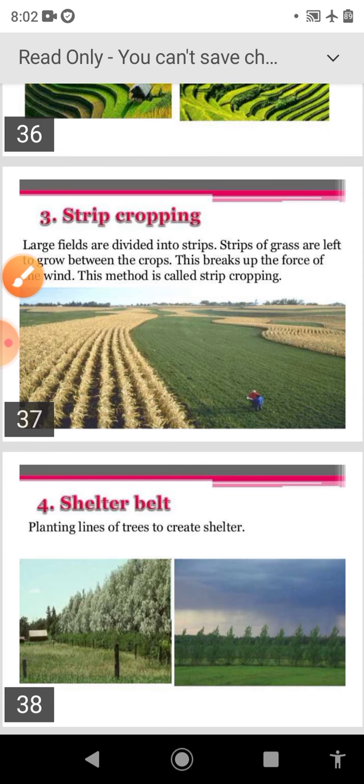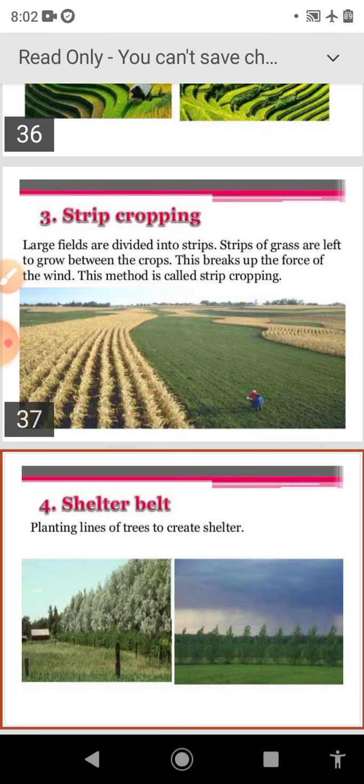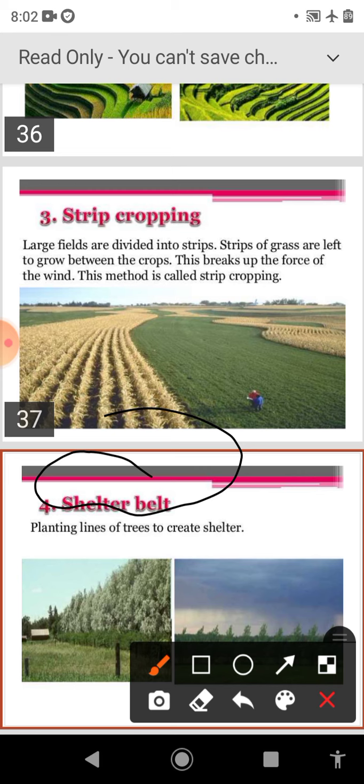After that, we will discuss the next one, that is shelter belt. You had studied this in junior classes also, and I told you in the previous videos, the rows of trees planted to restrict erosion that may be caused by rivers or by the action of winds are known as shelter belts. So these are important methods which can be taken to control soil erosion.